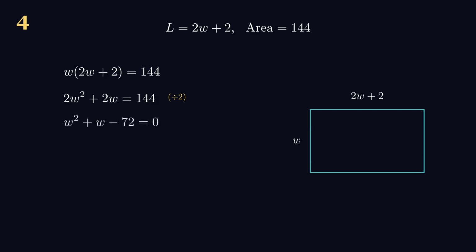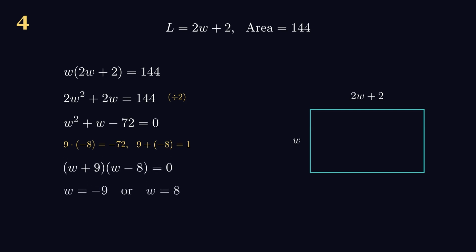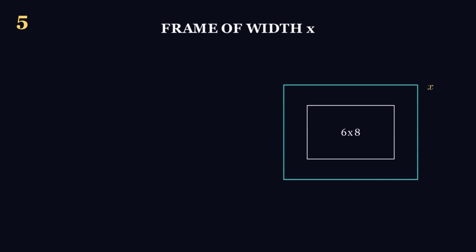W squared plus W minus 72 equals 0. Factor. Multiply to negative 72. Add to 1. 9 and negative 8. So, W plus 9 times W minus 8. Width is 8. Length. 2 times 8 plus 2. 18. 8 by 18. Number 5. A frame of even width wraps a 6 by 8 photo, and the whole thing, photo plus frame, has area 120. Find the frame's width.